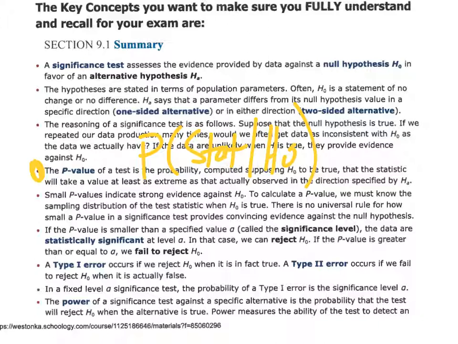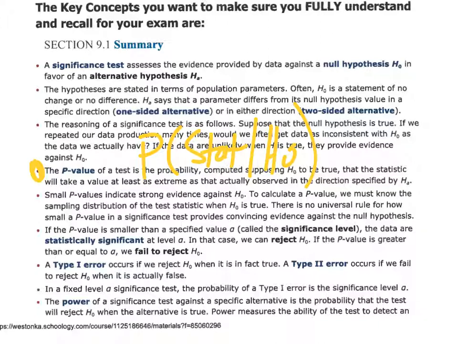When we do state our conclusions, remember we're always going to have the three components. We're going to compare our p to alpha. We're going to say if we reject or fail to reject H sub 0, and we either conclude or fail to conclude H sub A. You never ever conclude H sub 0.